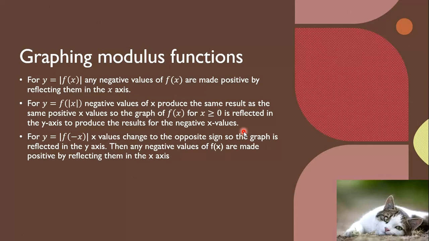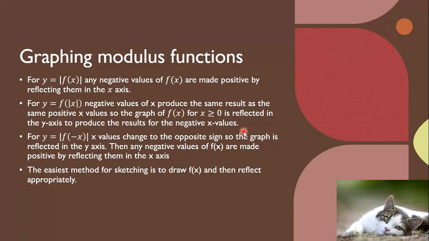Now, I personally would actually just prefer to draw the line of y equals minus x, because f of minus x is kind of that, but that's only if you're doing basically a straight line. If you're doing it properly, whatever the function originally was, you're then going to reflect that into the y-axis, because putting a minus in front is a reflection of the y-axis. Then, because we want the modulus of that graph, we're then going to reflect anything under the x-axis upwards. The easiest method for sketching is to draw f of x and then reflect appropriately.